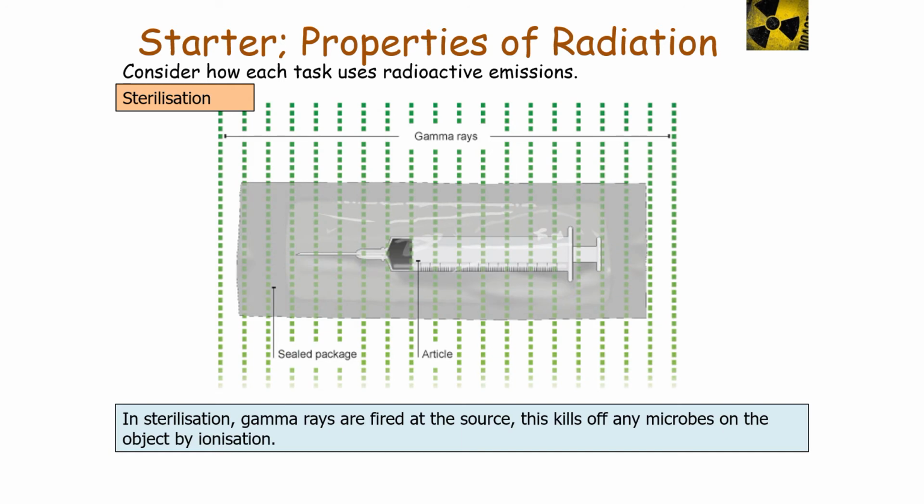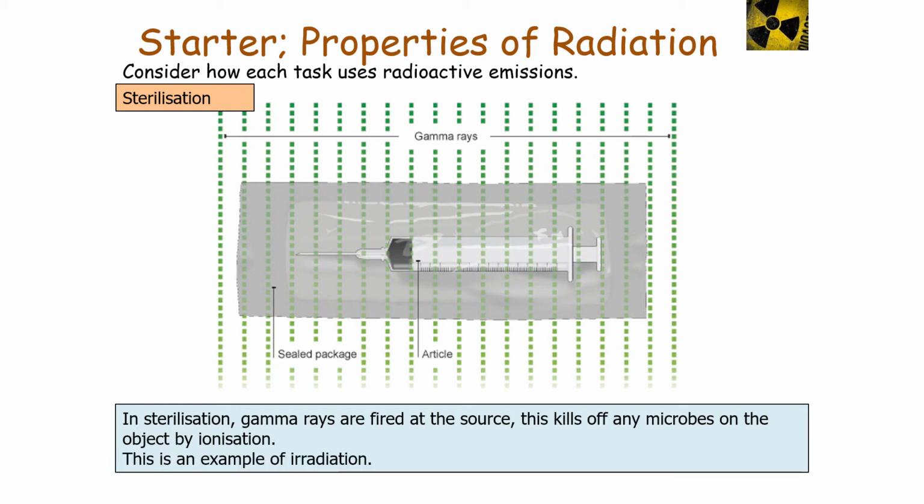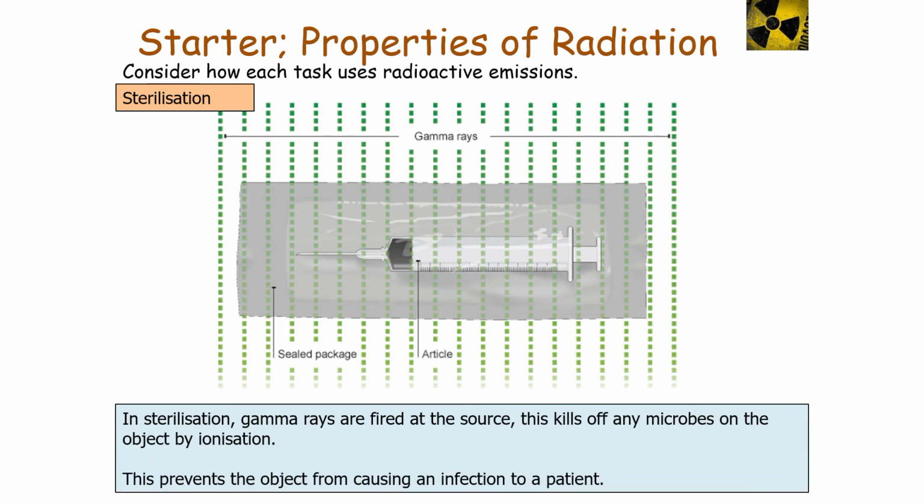Now, another use of radiation is in sterilization. Now, in sterilization, gamma rays are fired at the source, and this kills off any microbes on an object by ionization. Now, this firing of radiation at a source, so it passes through the source, is an example of irradiation. Now, this prevents an object from causing an infection to a patient, so we can sterilize things like syringes and surgical instruments via this methodology.